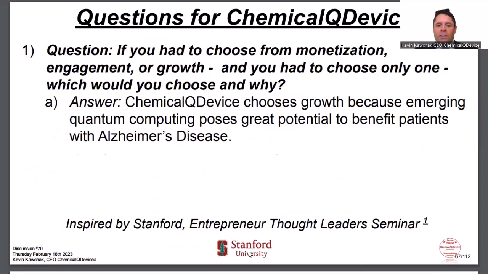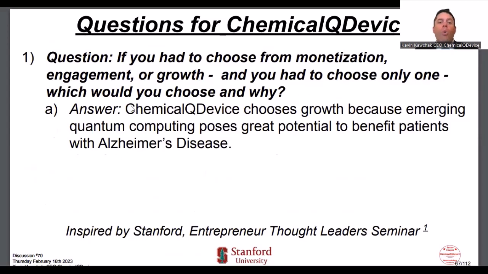And the last question here, and this is the Stanford Entrepreneur Thought Leader Seminar. So it's very helpful. If you had to choose from monetization, engagement, or growth, and you had to choose only one, which would you choose and why? The answer is Chemical Q Device chooses growth because emerging quantum computing poses great potential to benefit patients with Alzheimer's disease. And I've been researching quantum and medical since really significantly later in 2021.